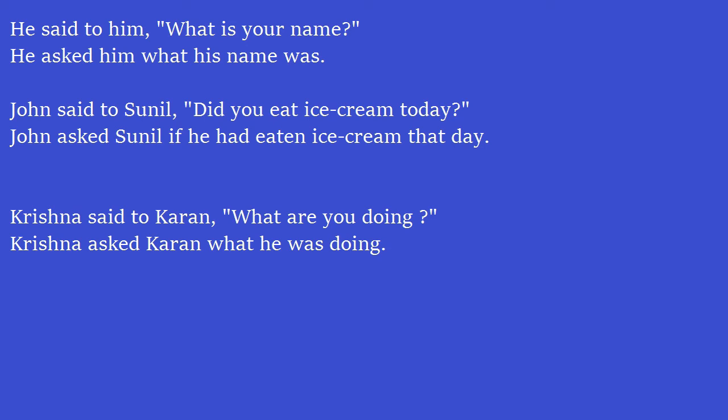Now, in sentence number 2, John said to Sunil, did you eat ice cream today? Had it been a habitual truth, John said to Sunil, the sun rises in the east. Then it would have been John told Sunil that the sun rises in the east. Had it been that sentence, okay. And here Krishna said to Karan, what are you doing? Krishna asked Karan what he was doing. So these are examples of interrogative sentences that are converted to indirect speech.